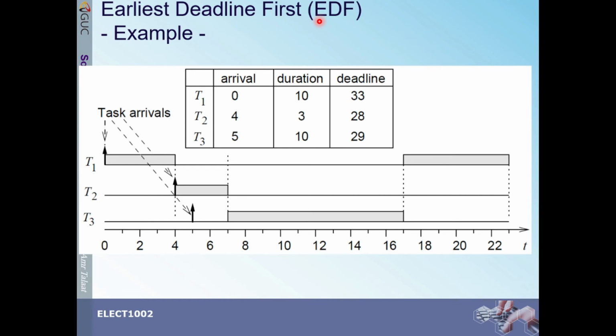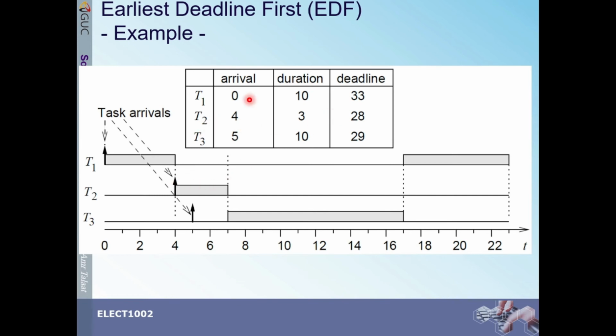We can solve a problem like this. These are the task arrivals. We have 3 tasks, T1, T2, T3, and they arrive at 0, 4, and 5. The durations are 10, 3, and 10. So as soon as task 1 comes, I'll start executing it. And as soon as task 2 arrives, its deadline is 28, which is less than T1's. Then it will preempt T1 and start executing.